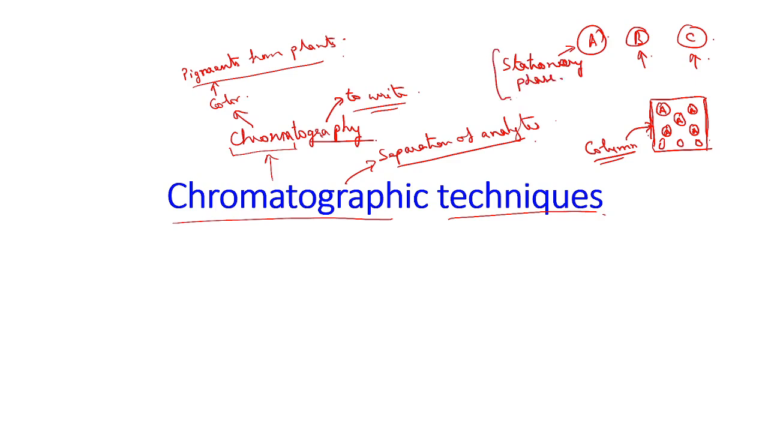Then you have invited the B and C groups of people. Now these groups B and C correspond to analytes. B and C correspond to analytes, and combined we call them the sample.